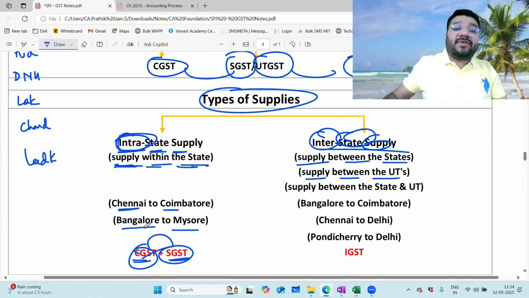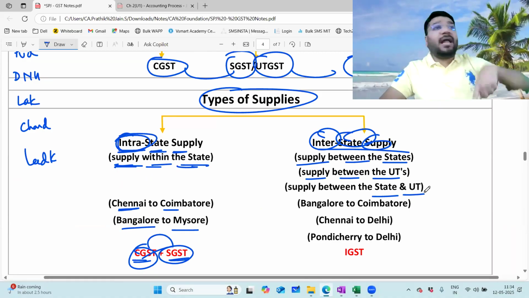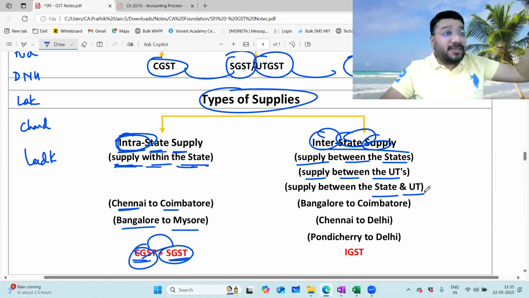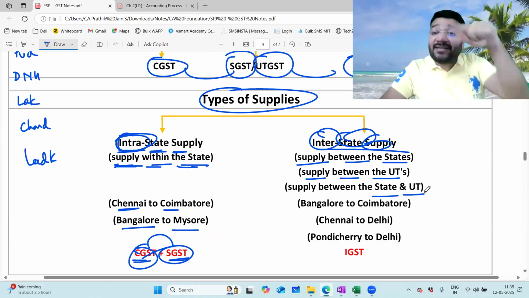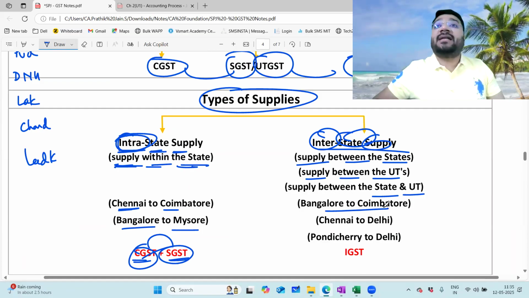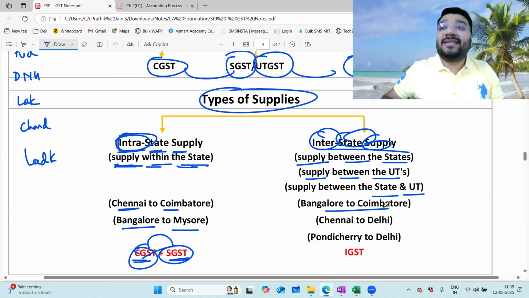Not just that. If a supply is happening between one state and one UT, Tamil Nadu to Pondicherry, Tamil Nadu is a state and Pondicherry is a union territory. So one state, one union territory. Still it is called interstate supply. Bangalore to Coimbatore. What supply is it? Interstate. Bangalore is Karnataka, Coimbatore is Tamil Nadu. So it is interstate supply.